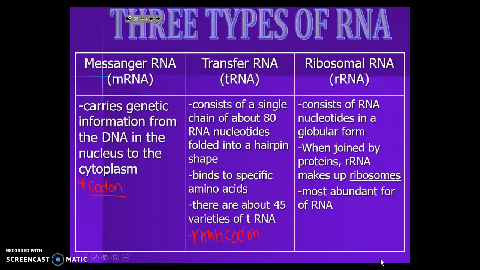So when looking at the 3 types of RNA, messenger RNA is really important in carrying the genetic information from the DNA in the nucleus to the cytoplasm. And again, it will carry the codon. The transfer RNA consists of a single chain of 80 RNA nucleotides folded into a hairpin shape, binds to specific amino acids, and there's 45 varieties of tRNA. Now remember, the anticodon will be located on the tRNA.